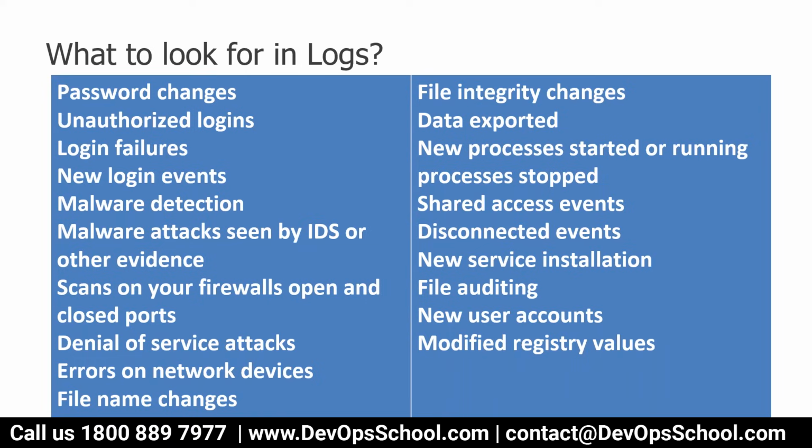You can also find out whether you have a DDoS attack or not. Okay, DDoS attack. Errors on the network devices you can find out. If someone has changed the permissions of the files and all, you can detect this. File integrity change can be detected. Data exported, someone is stealing your data, you can check this. If some new process has started, you can detect it. Process stopped, you can find out. Shared access events, disconnected events, new service installations, file reading, user accounts, modified registry values. So these are the typical things when you want to analyze the logs, where you should probably get started.